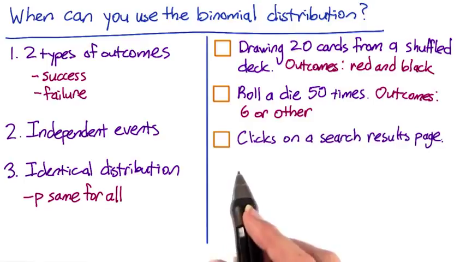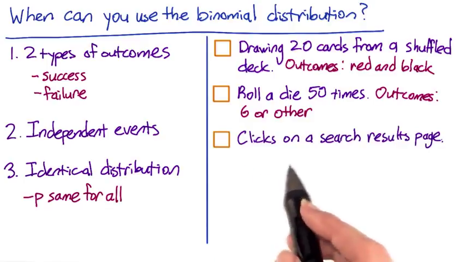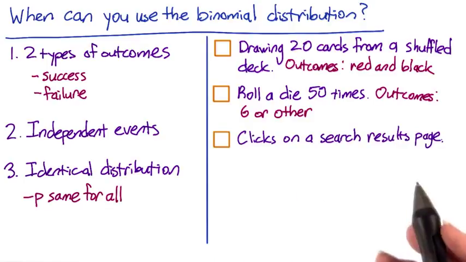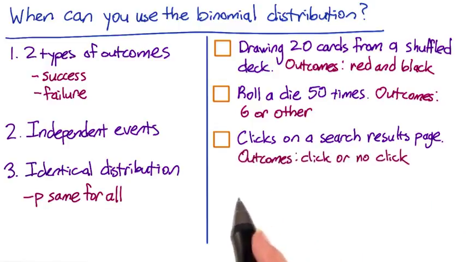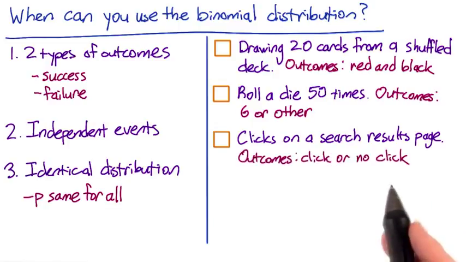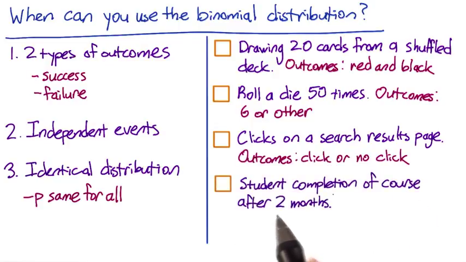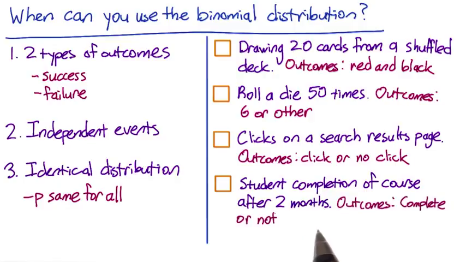Next, suppose a search engine, such as Google, is measuring how often people click on search results after making a search. Each event is one search made on the search engine, and the outcome is whether the person clicked any link in the results. Next, suppose an online education company, like Udacity, is measuring how many of the students who enroll in a course complete it within 2 months. Each event is one student, and the outcome is whether the student has completed the course 2 months later.